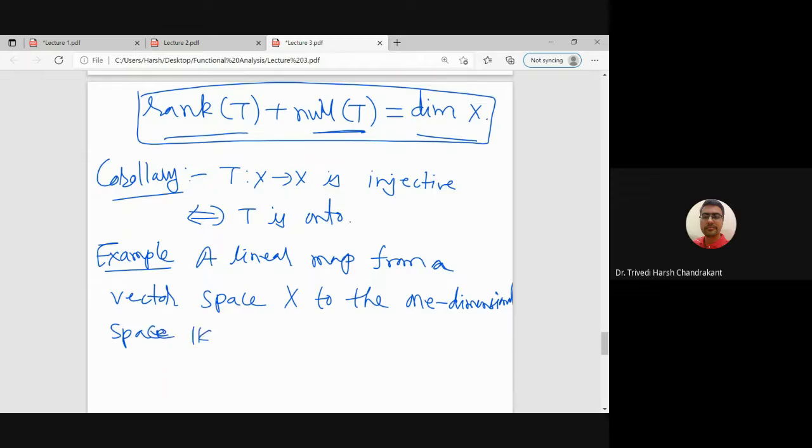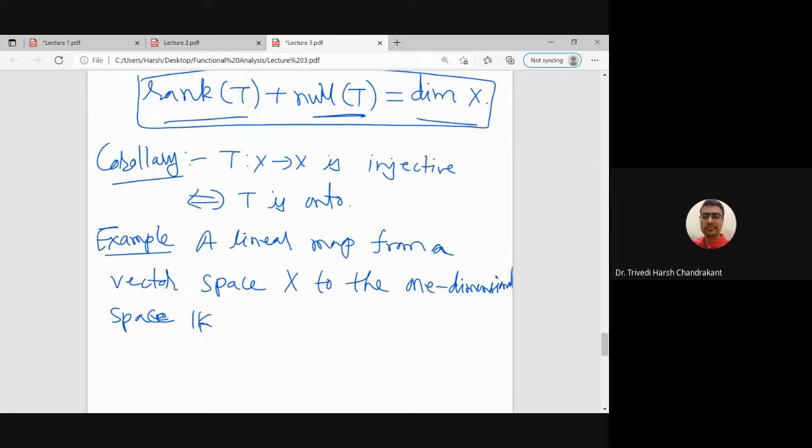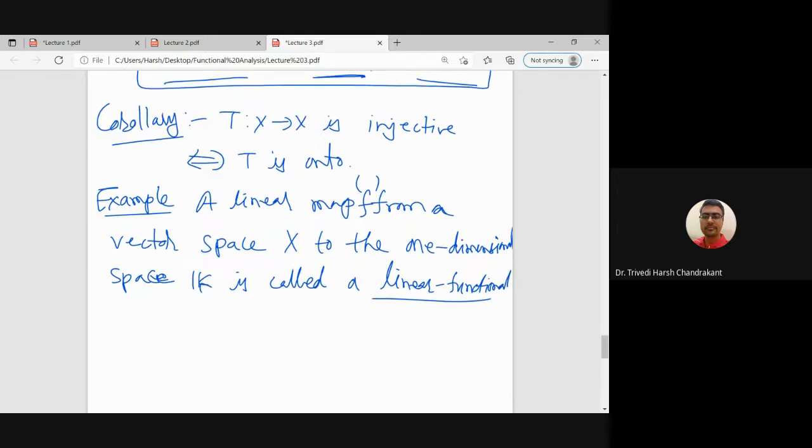K is either R or C. If it is R, its dimension over R is 1. Similarly, if K is C, then the dimension of C over C is 1. In that case, it is a one-dimensional function. So a linear map F from a vector space X to the one-dimensional space K is called a linear functional on X.